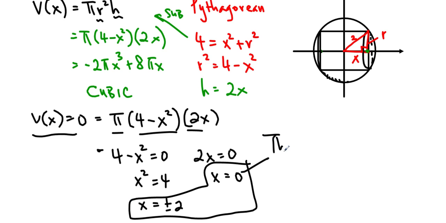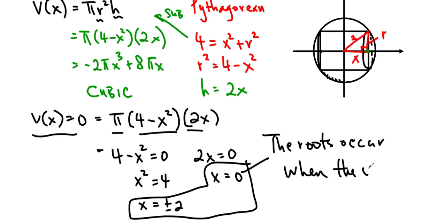So the roots occur when the volume is 0. Okay, and that's what it means in the context of this situation.